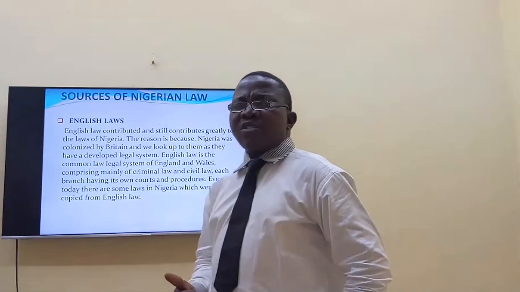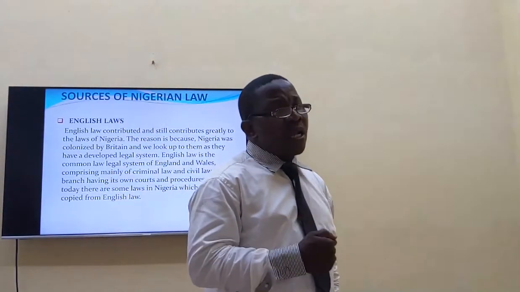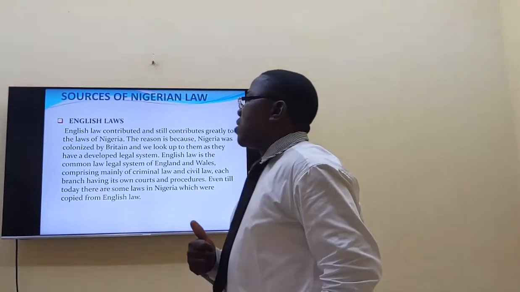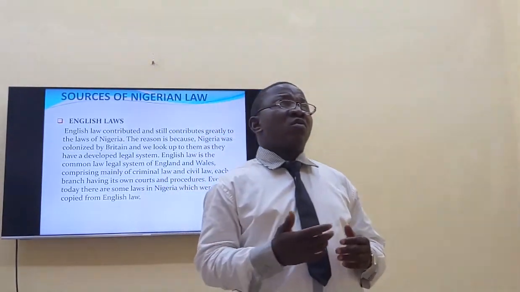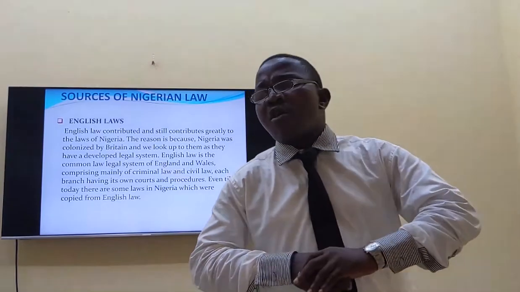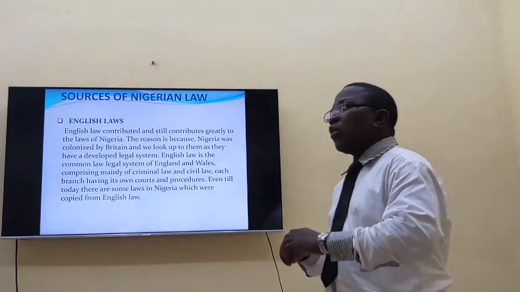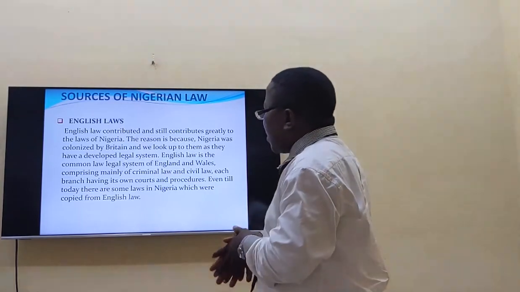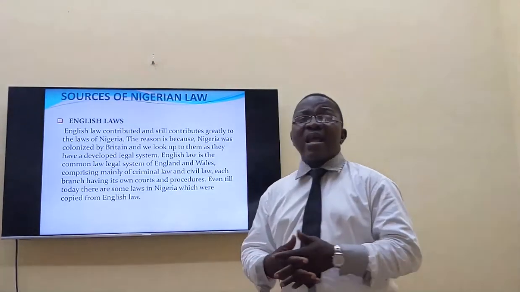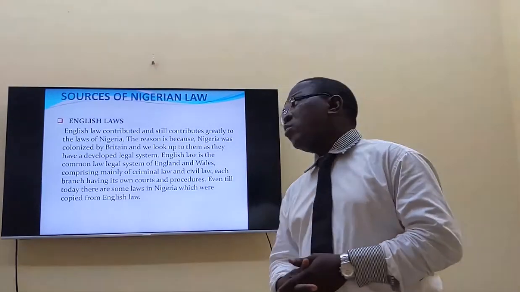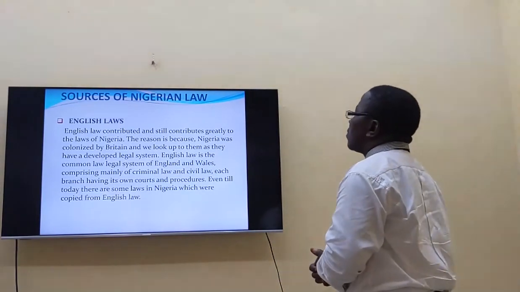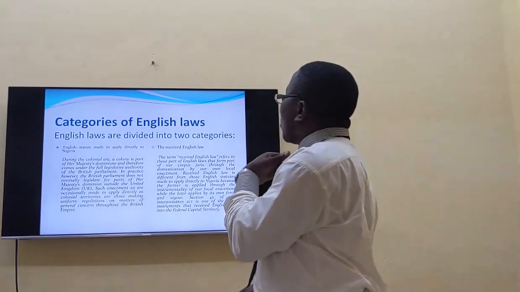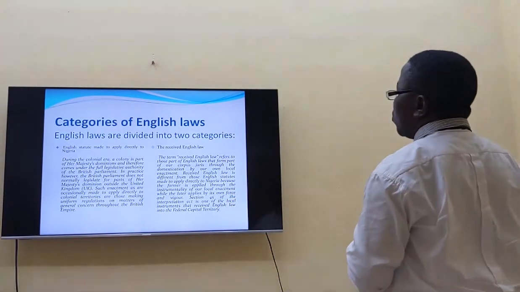Number one source of Nigerian law is English law. Now, Nigeria was colonized. It's a known fact that we were a colony of Britain. So most of the laws they used, we still use in Nigeria today. So those laws that were inherited from them is what we know as English law. Next, categories of English law. There are categories of English law. They are divided into two.